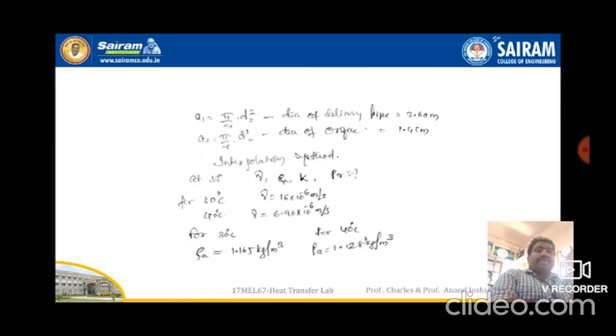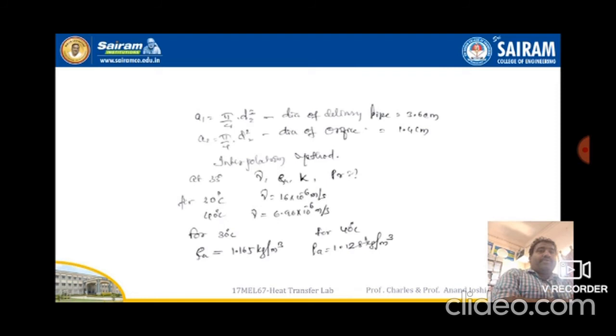So we are going to calculate area. So pi by 4 d1 square is the diameter of the diluted pipe, 3.6 centimeters, and pi by 4 d2 square, diameter of the orifice, that is 1.4 centimeters.